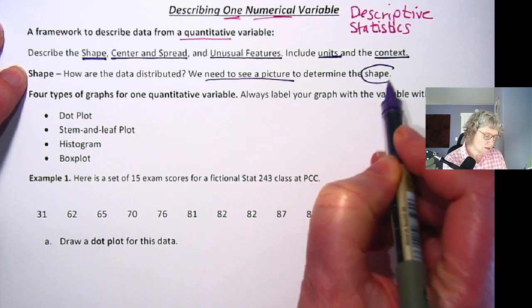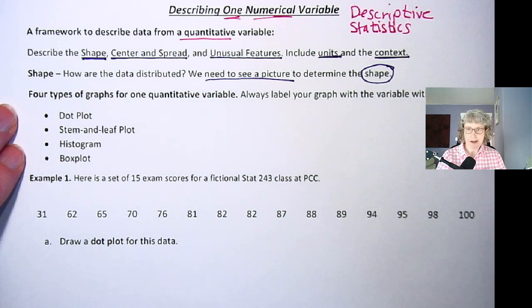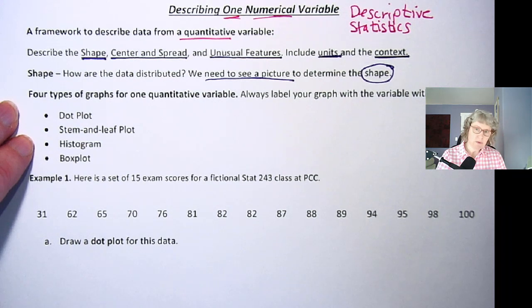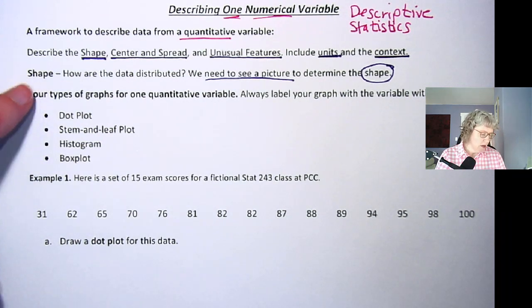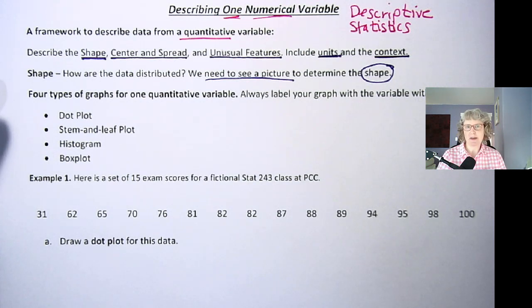to determine the shape. Okay, so there are 4 different types of graphs that we'll look at for a quantitative variable, and we'll do 3 of them in this video. A dot plot, a stem and leaf plot, and a histogram. So we're going to cover those in this video, and then the box plot will come a little bit later on. You may have seen some of these before. Descriptive statistics might be familiar to you, but I'm not assuming any prior knowledge, okay? Just like with our vocabulary.